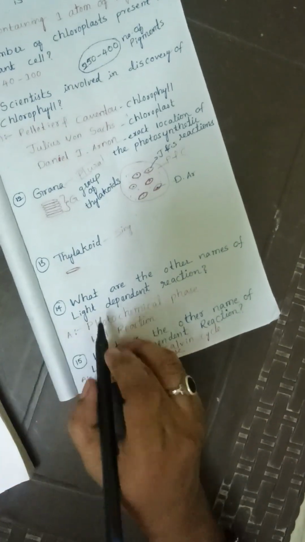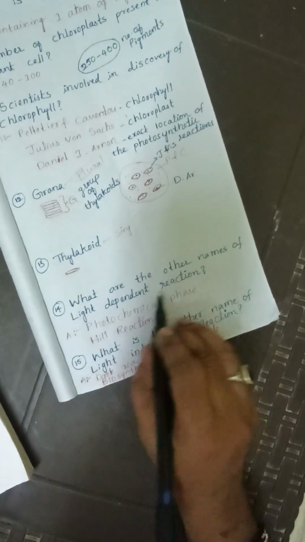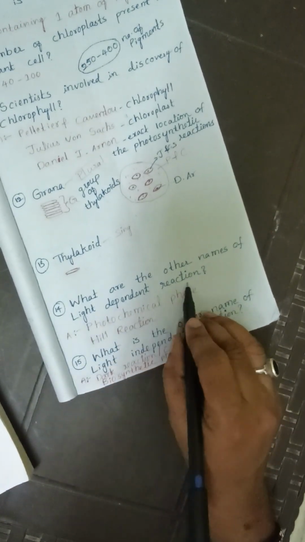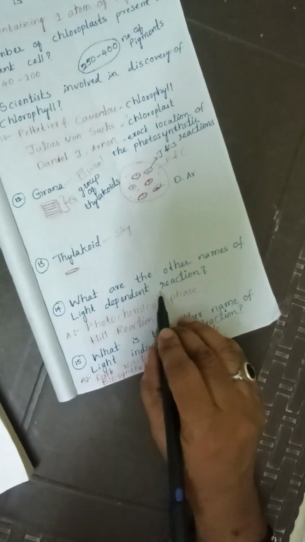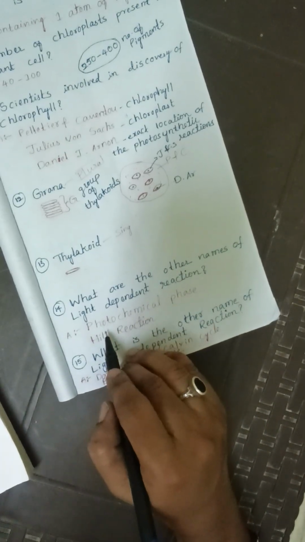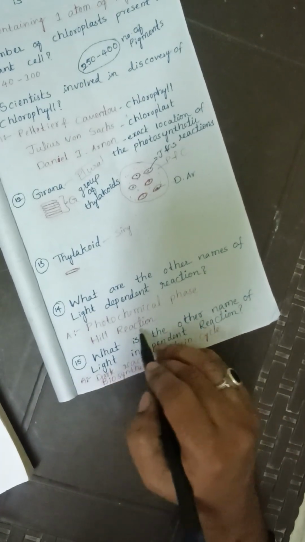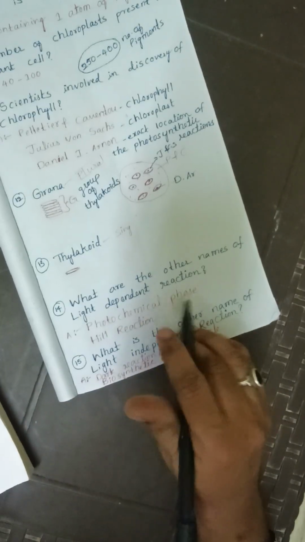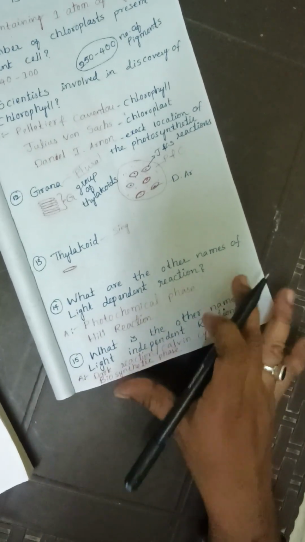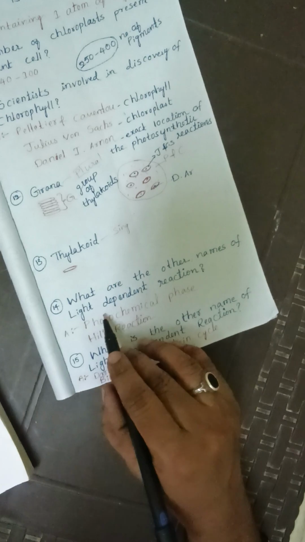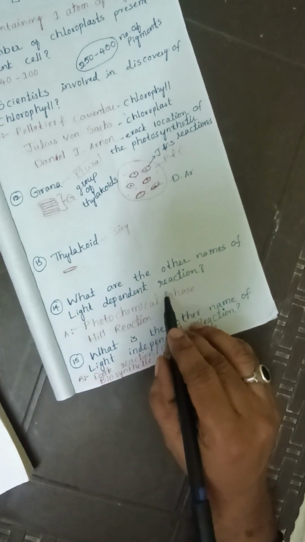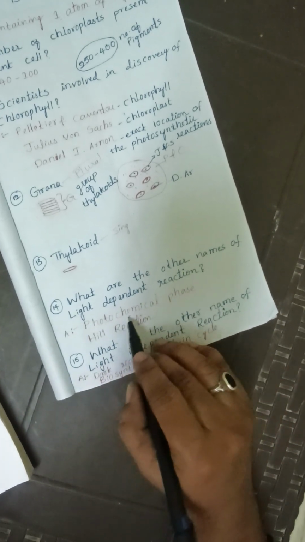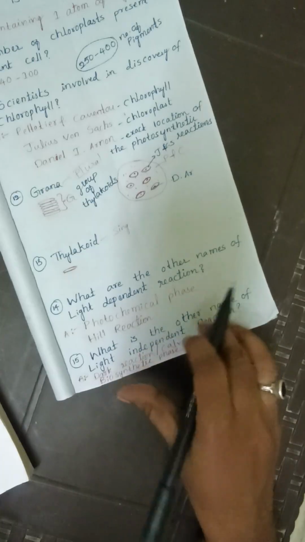The 14th question is, what are the other names of light dependent reactions? We call them the photochemical phase, Hill reaction, light dependent reaction. It requires light, so that is why it is known as the light dependent reaction. It depends upon the light requirement. Photochemical phase and Hill's reaction also.